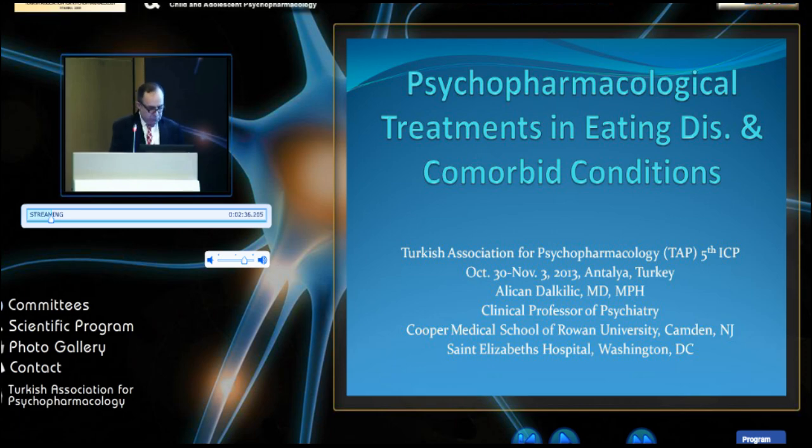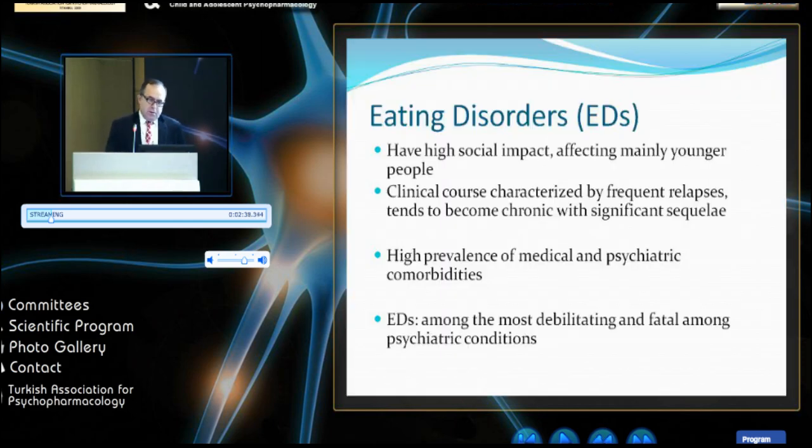Okay, so let's start. These disorders have a high social impact because they mainly affect younger students. In the US, I have now seen, I think, an 11-year-old female, the daughter of a physician, presenting to me for treatment after she had multiple hospitalizations. It used to be more college and university students, but now it is more high schoolers.